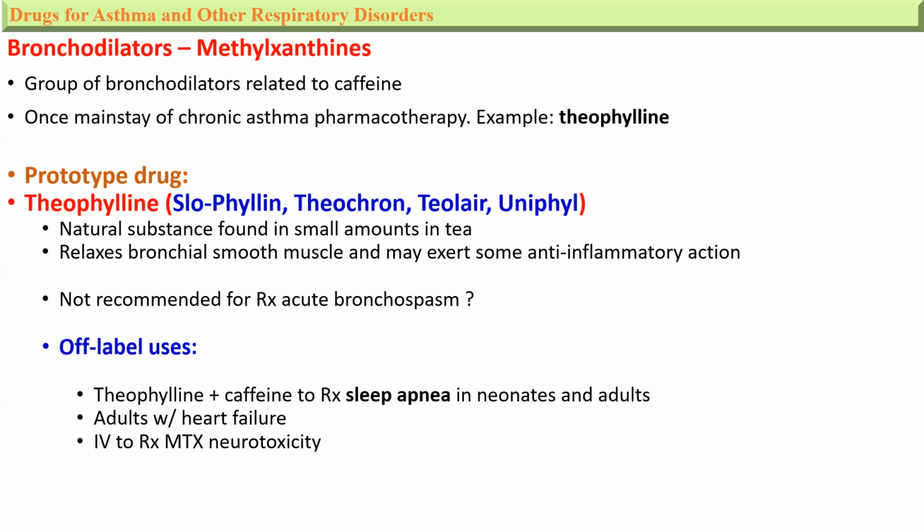The benefits of the drug derive primarily from the fact that it results in bronchodilation. It's not recommended to treat acute bronchospasm because short-acting beta agonists are more effective. Off-label use: respiratory stimulant, theophylline plus caffeine to treat sleep apnea in neonates and adults.